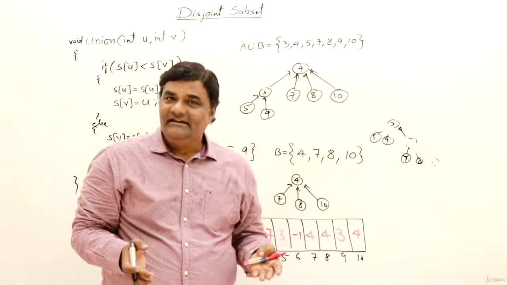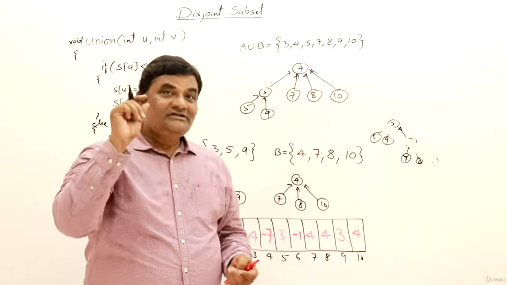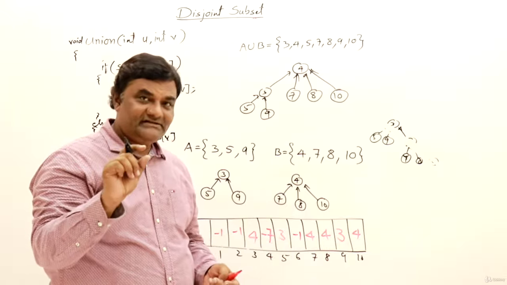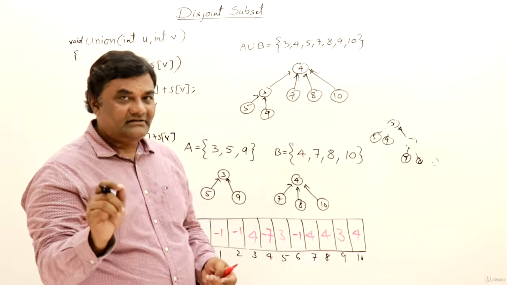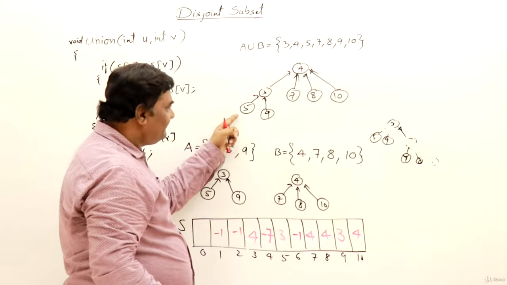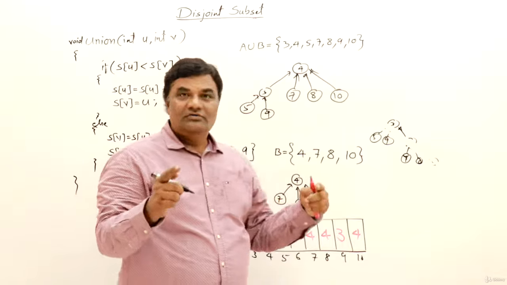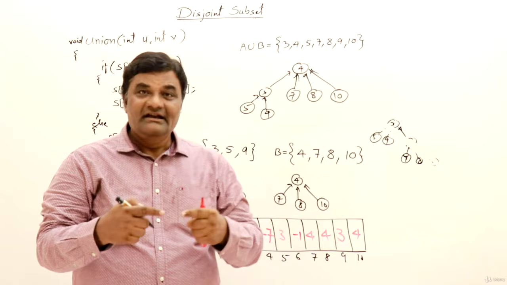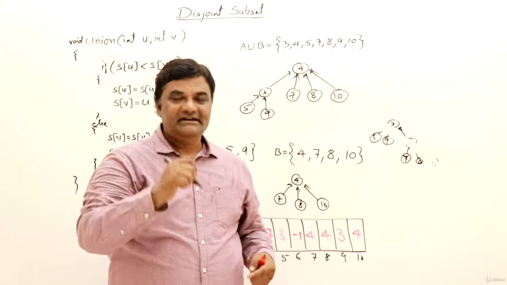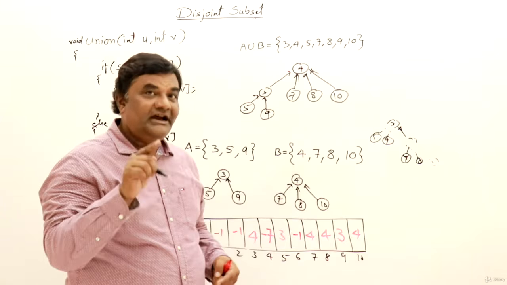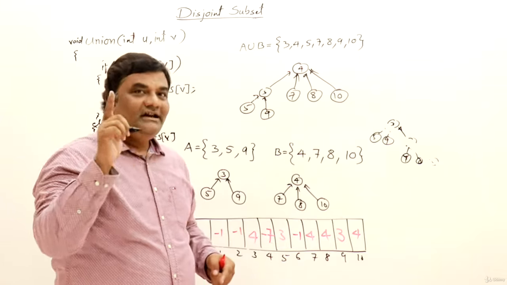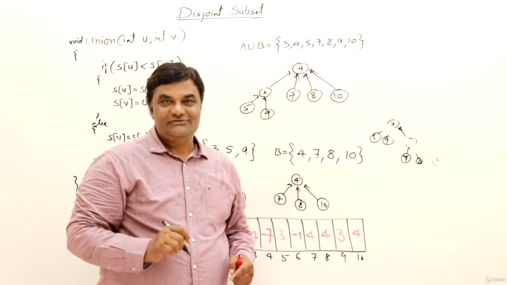Now, one important thing. How to know that there is a cycle? See, suppose the vertices, let us say 5 and 10. 5 belongs to which set? Parent is 4. 10 belongs to which set? Parent is 4. Oh, they already are in a single set. If you join them, it will form a cycle. If there is an edge from 5 to 10 and if you are joining, it will form a cycle. That's how it is useful.